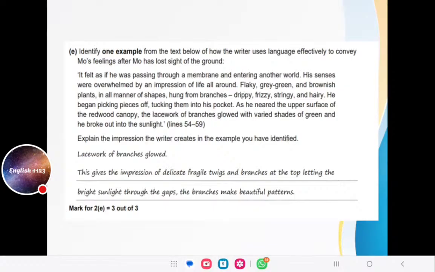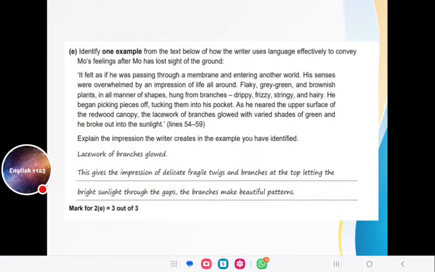Now look at this first example that is given here. Identify one example from the below of how the writer uses language effectively to convey Mo's feelings after Mo has lost sight of the money. We have discussed this earlier and you have seen this answer also. So basically when we read the text, the first and most important thing is that we should choose one such example that we feel easy about, that is a kind of thing from our experience as well, and we can explain that well.